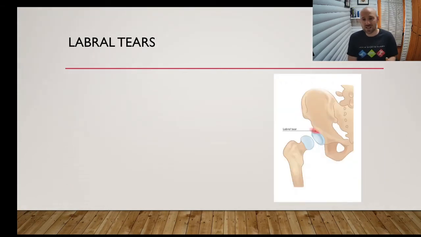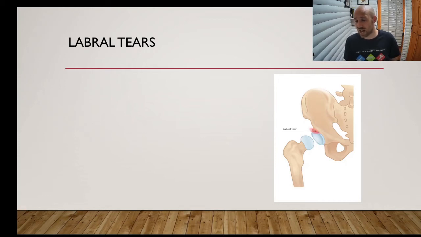Labral tears. Now, to understand what the labrum is, this is where we move slightly away from the muscle structures and think about the joint itself. I mentioned that we have a ball into a socket. Now, the lining of the socket of the pelvis is what we call your acetabulum, and it has some cartilage, as do all surfaces, to make them rub on each other smoothly. And in the case of here, this one here is what we call the labrum.